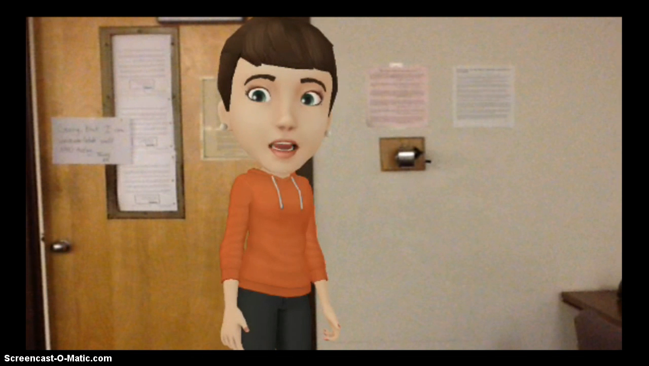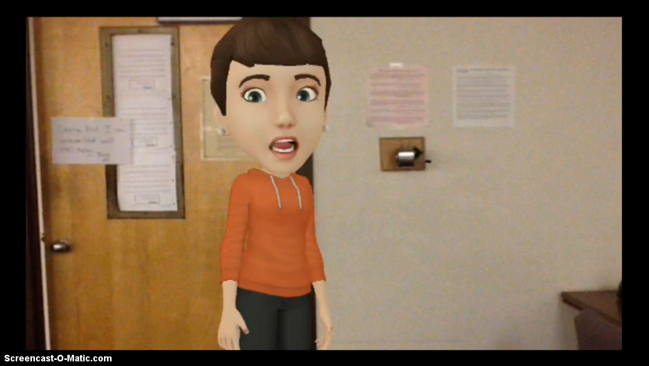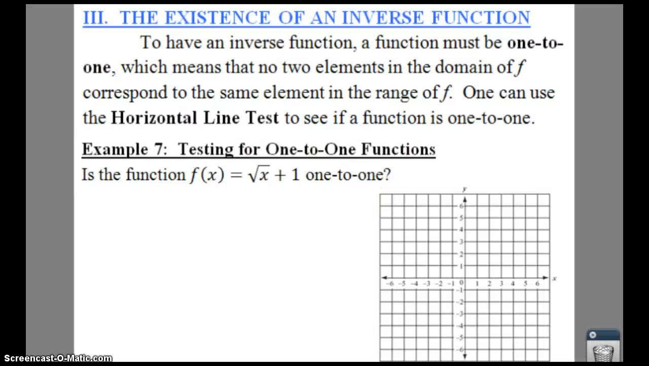Isn't that something similar to the vertical line test? Actually, it is somewhat similar. However, your vertical line test tells whether you have a function. Your horizontal line test tells whether your function is one-to-one. So you cannot do the horizontal line test unless your relation passes your vertical line test. So your horizontal line test just tells whether a function is one-to-one. That means there's only one element in your domain that pairs up with one element in your range.